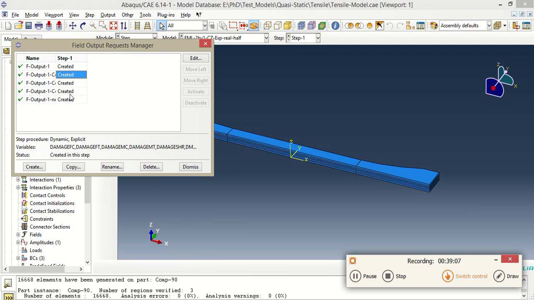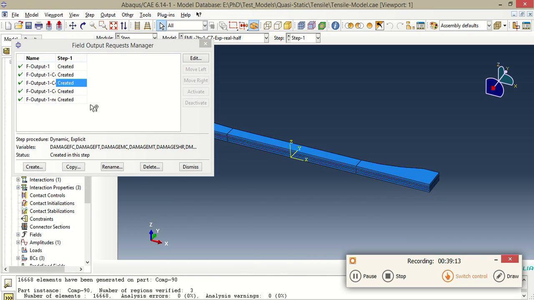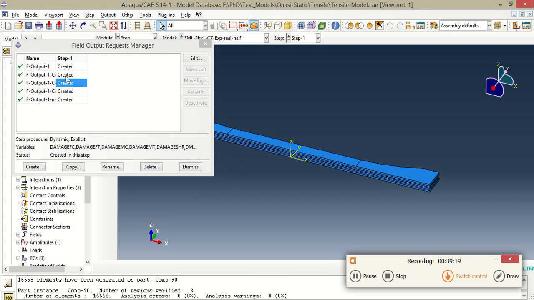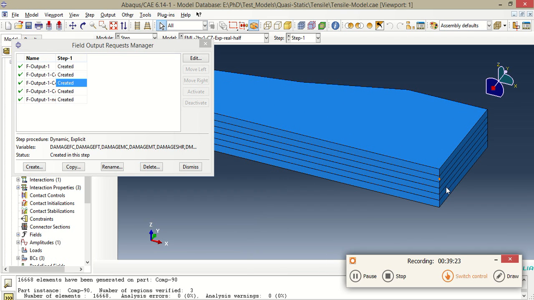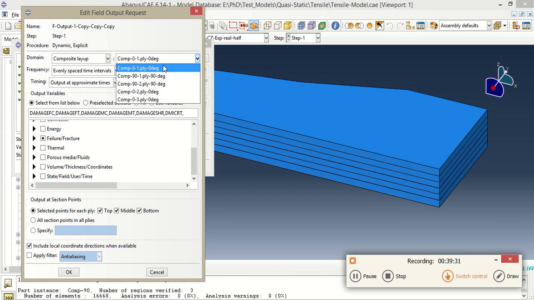Similarly, I have created these 4 field output variables also. Okay, so these were created because I have 4 composite layers, and I need to see when the damage is initiated in these 4 layers. So 4 output criteria are created separately. In the first output criteria, the first layer is put. In the second, the third, and the fourth, the respective layers.